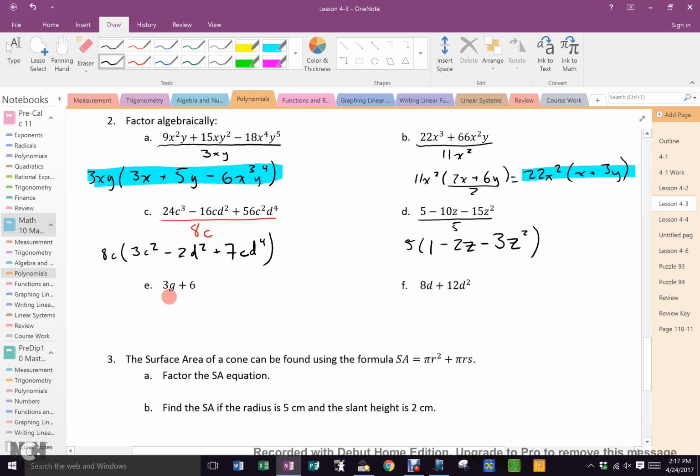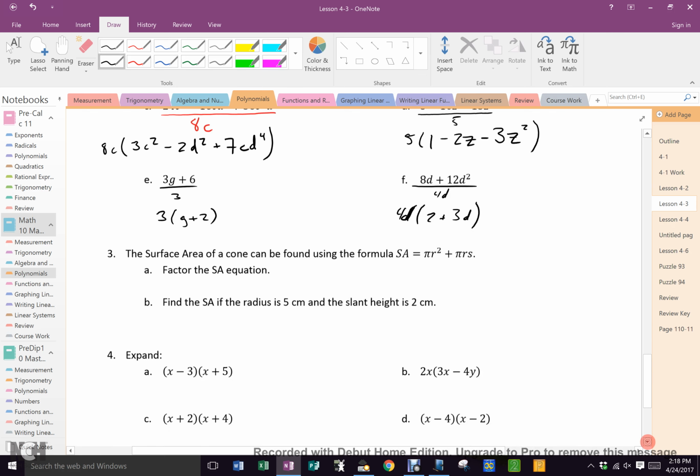What's common? 3. G plus 2. What's common? 4D. 2, not 2D. 2 plus 3D. 3D, just 3D. Everybody good? Those two are going to have to fight back there. Okay.